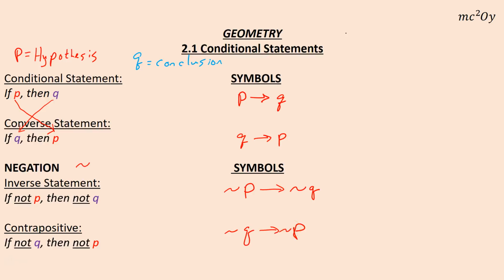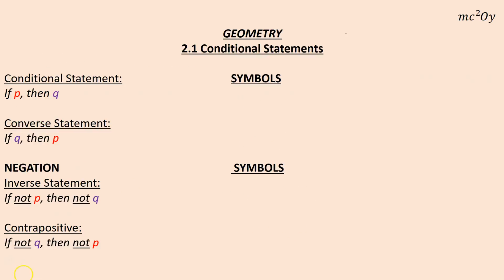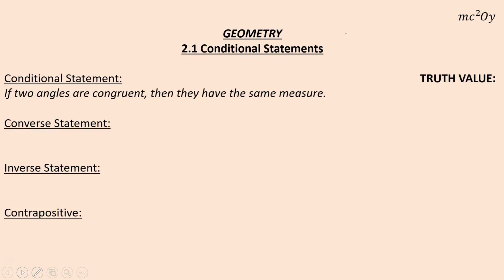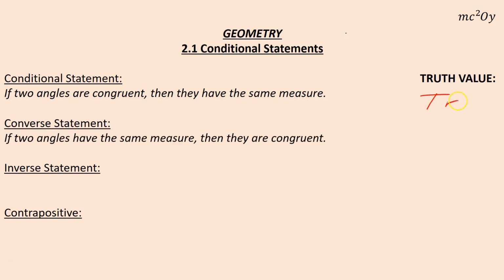All right. Forgive me for not using the colors there. All right, moving on. So let's try to put these into play here. If two angles are congruent, then they have the same measure. We already know that's true.